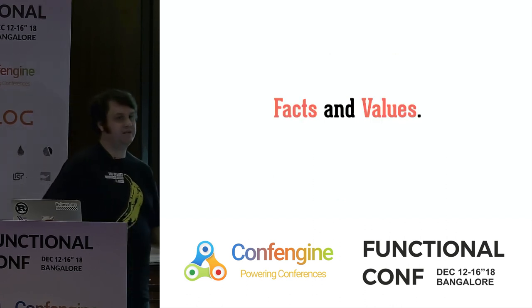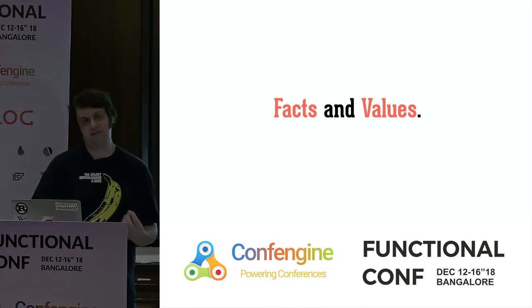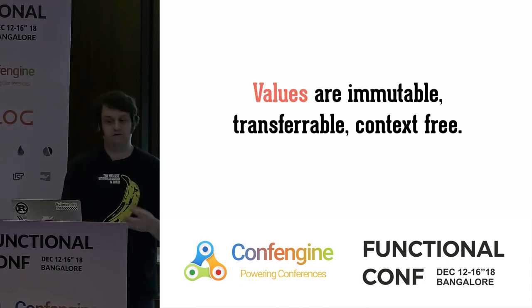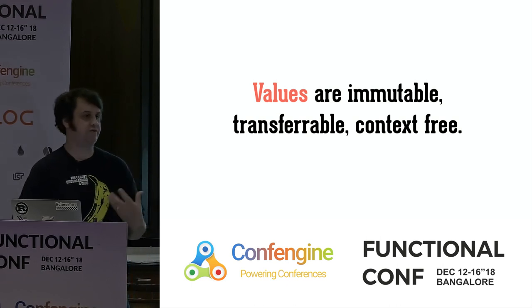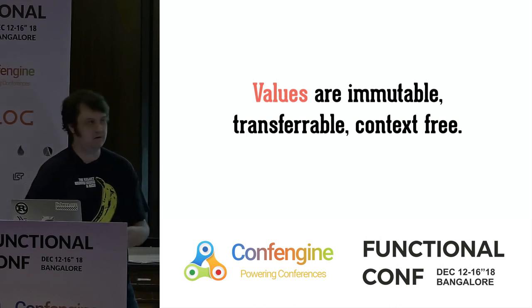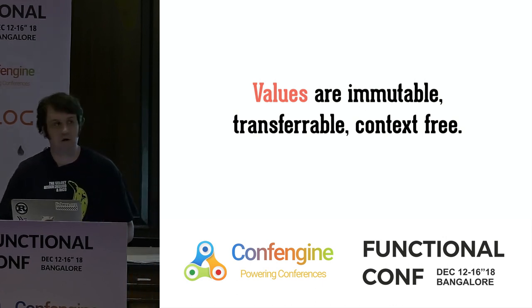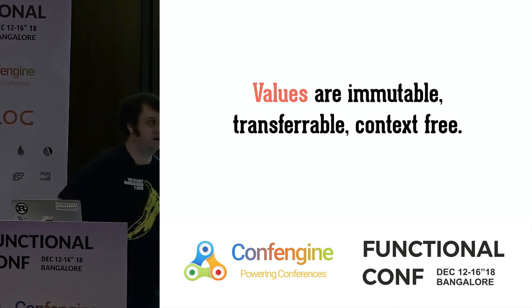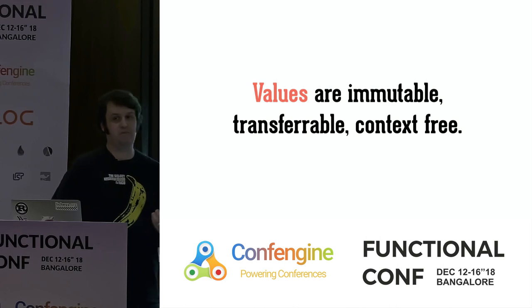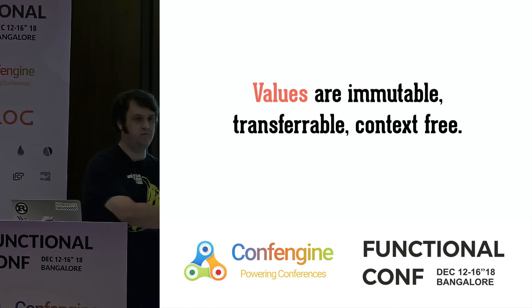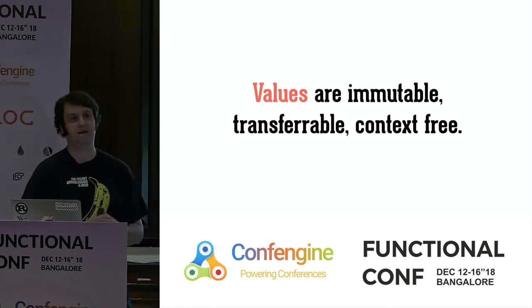So to address these, I want to talk about this idea of facts and values. Values are this idea of immutable, transferable, context-free pieces of data. So the number 7. If I have a number 7 and you have a number 7, we're talking about the same thing, right? But this can apply to all sorts of data. So I play a lot of online chess. And when I'm communicating with somebody about a game of chess, I don't say, oh, here's a link to a game and then hope that they get to the same place and that it hasn't changed or anything.